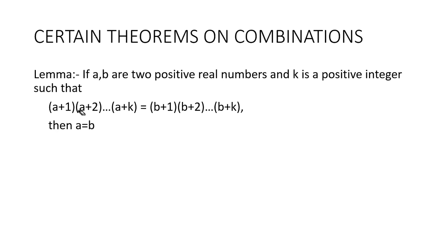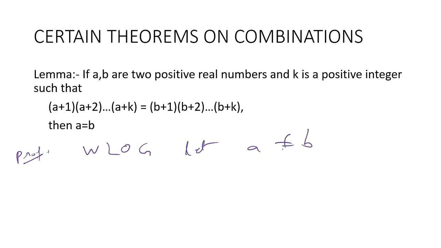The difference of any two successive numbers in these products is 1. So if the product of these kinds of numbers is equal to the product of these kinds of numbers, then a must be equal to b. So without delaying much, let us try to prove this theorem. Proof. Without loss of generality, let a is not equal to b.